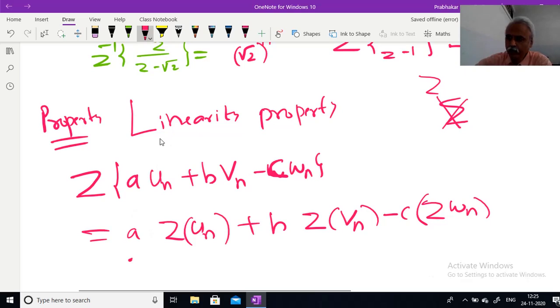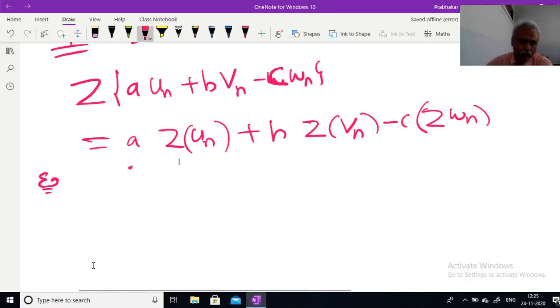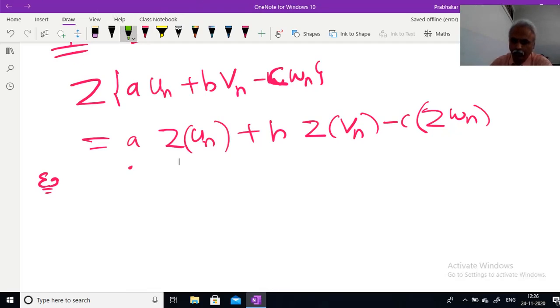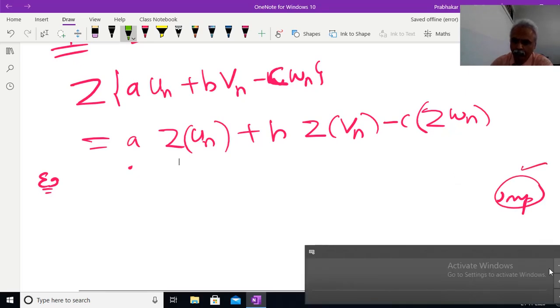Using this function, we can have some examples on linearity property. Have patience. These linearity properties are quite important, so please practice these examples.